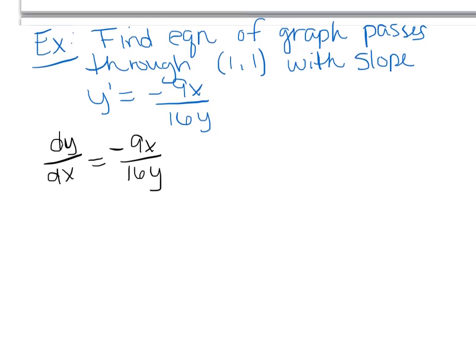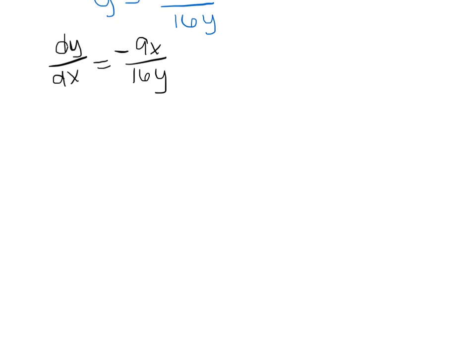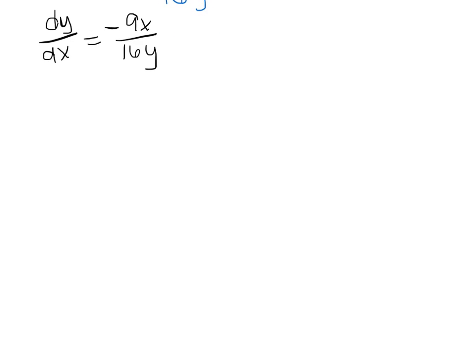From here I see that I can separate and put my x terms with the dx and my y terms with the dy. So I'll multiply both sides by dx and both sides by 16y, and that will give us 16y dy is equal to negative 9x dx. So if I go ahead and integrate both sides.